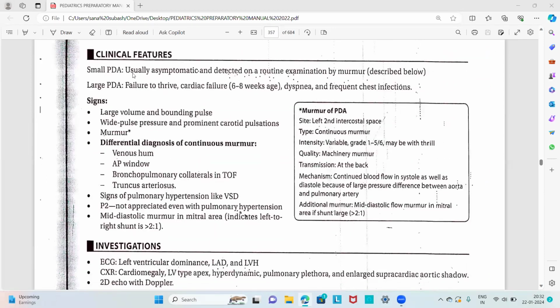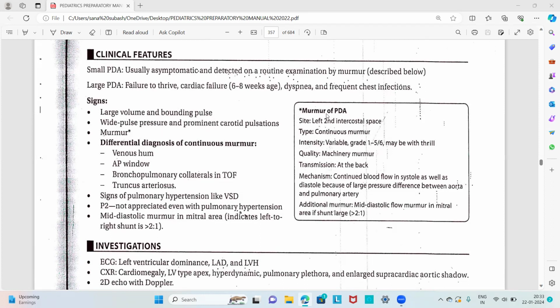Then the clinical features. A small PDA is usually asymptomatic and is detected on routine examination by the murmur. If the patient presents with a large PDA, there will be failure to thrive, cardiac failure at 6 to 8 weeks of age, dyspnea, and frequent chest infections. The signs are a large volume, bounding pulse, wide pulse pressure, and prominent carotid pulsation, and there will be a continuous machinery murmur.